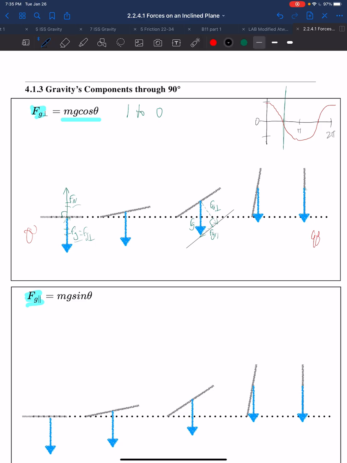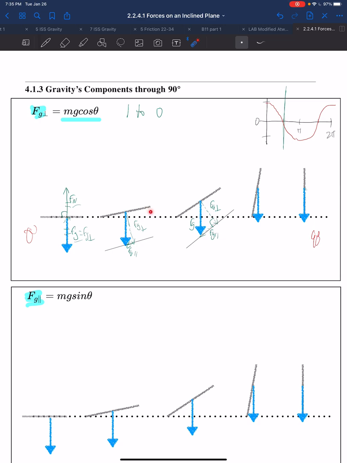We'll use the same process on this lesser angle. Again, what we will do is draw a line parallel to the inclined plane through the end of the weight vector. Then we will draw a line that's an altitude to that parallel line. This is FG perpendicular, and this is FG parallel. So as we go from 0 degrees, we see that the force of gravity perpendicular is decreasing, and it's decreasing because the force of gravity must always remain the hypotenuse, and the force of gravity perpendicular is a leg.